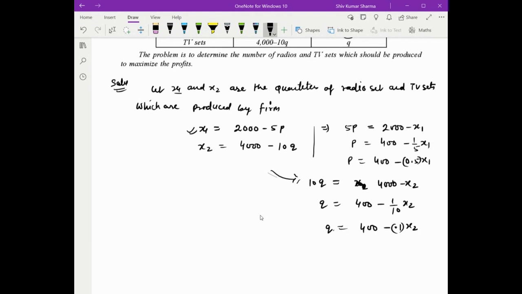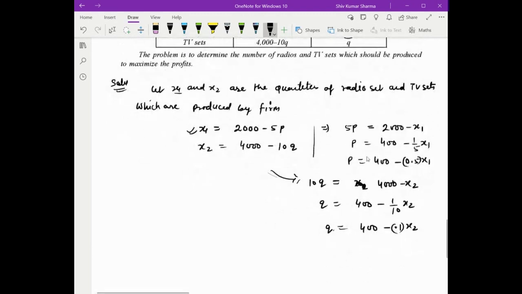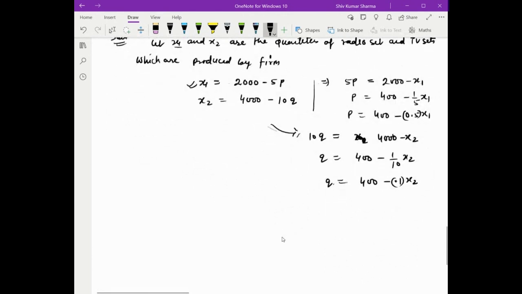X1 and X2 are the quantities of radio sets and TV sets produced by the firm, given as the quantity demanded, and these are the unit prices. So we calculate the prices P and Q in terms of X1 and X2. And now, the total production cost.